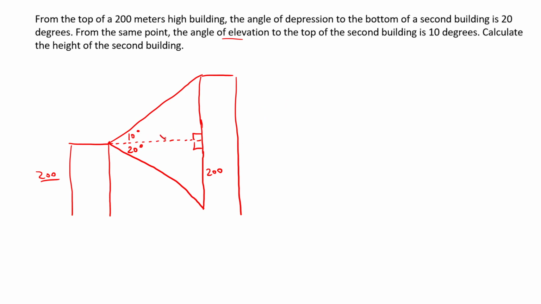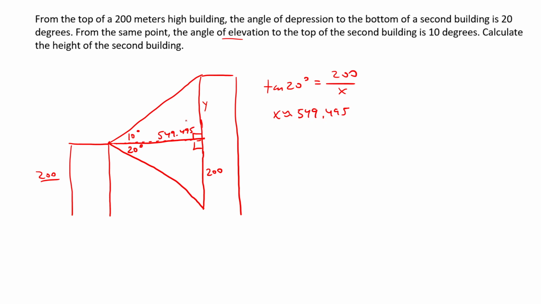So I'm going to call this x and I'll call this y. I know tan of 20 is going to equal 200 over x, opposite over adjacent. And so punching that in my calculator, I get about 549.495. Okay, so that's the distance from here to here. And now we can put that in our diagram.